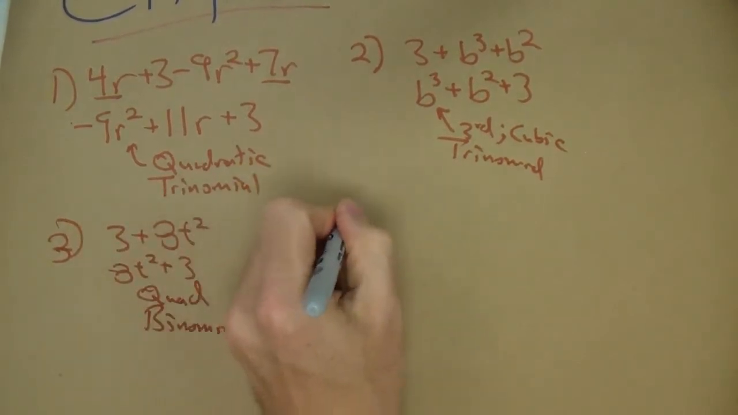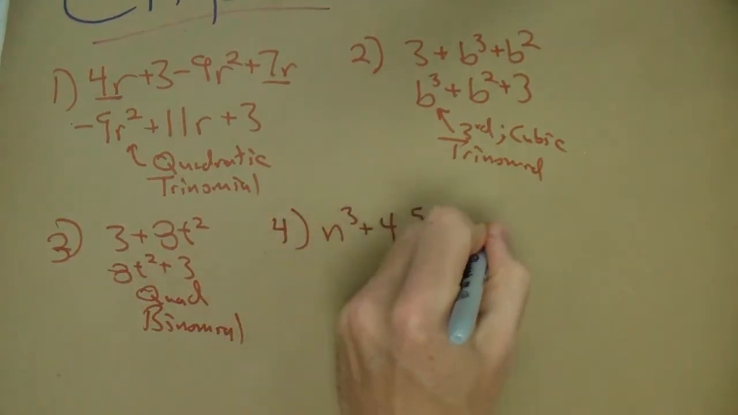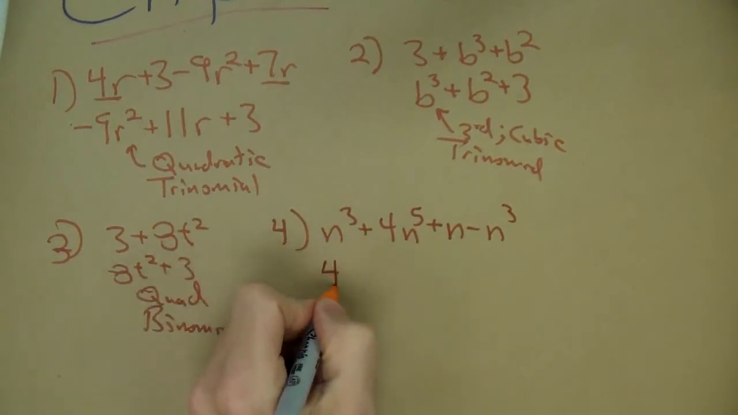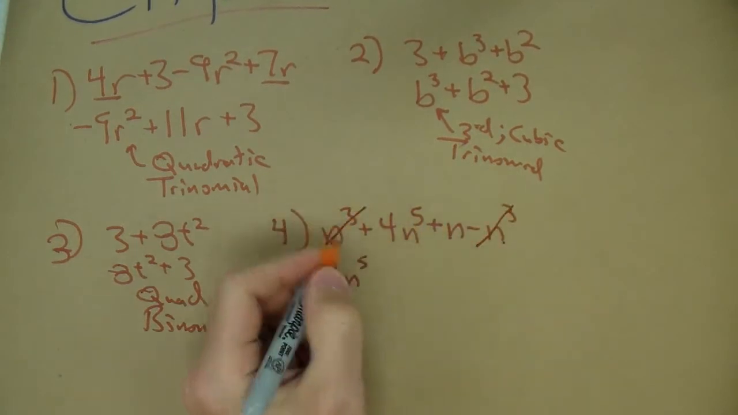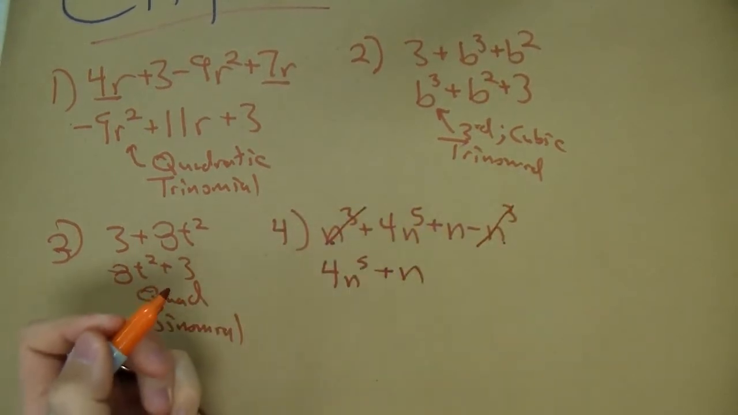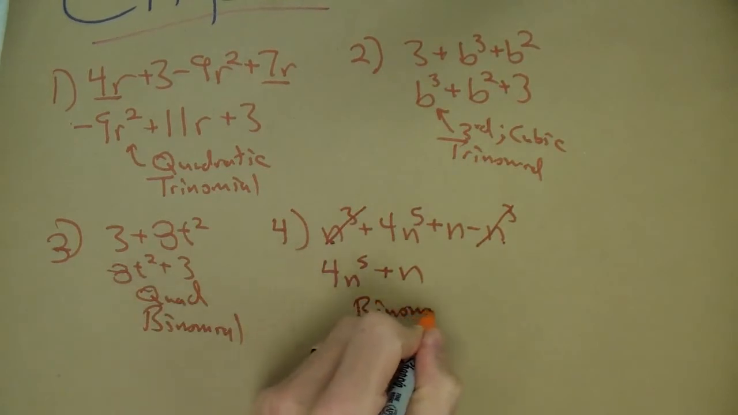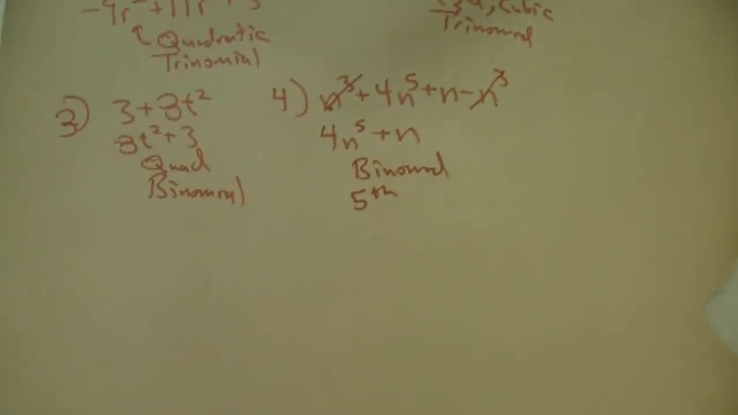Number 4, we're going to combine terms and write it in order. It's going to be 4n to the 5th. N to the third minus n to the third actually becomes 0. So we get 4n to the 5th plus n. It is a binomial. And we're going to say it's a 5th. It's to the 5th power. So it's a 5th degree is 5.